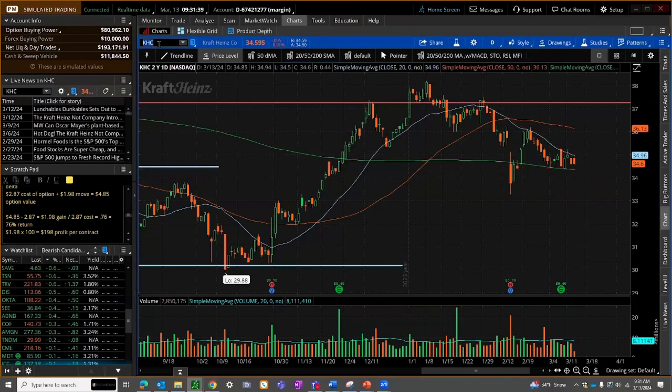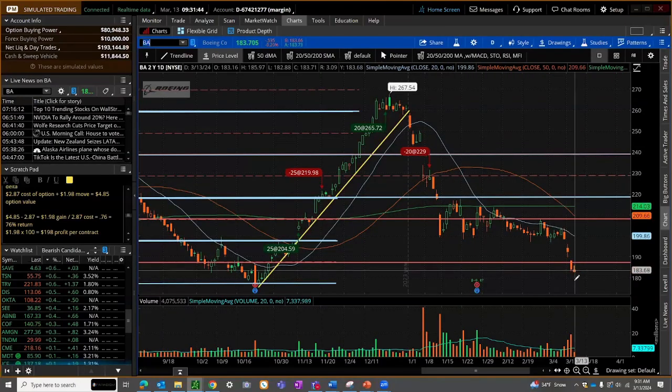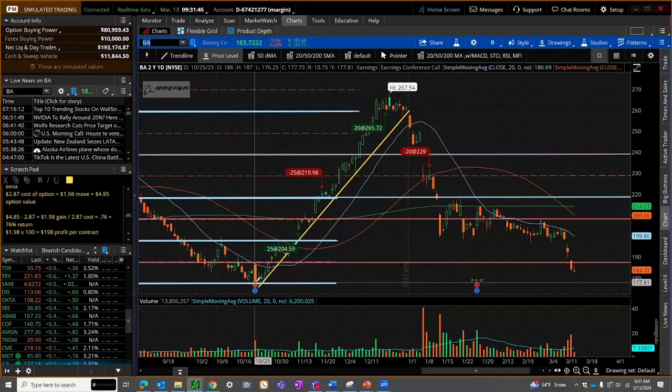Boeing certainly could be because of all the issues that they've had. I'm glad we remained out of that trade. But even Boeing is nearing some prior lows back here.